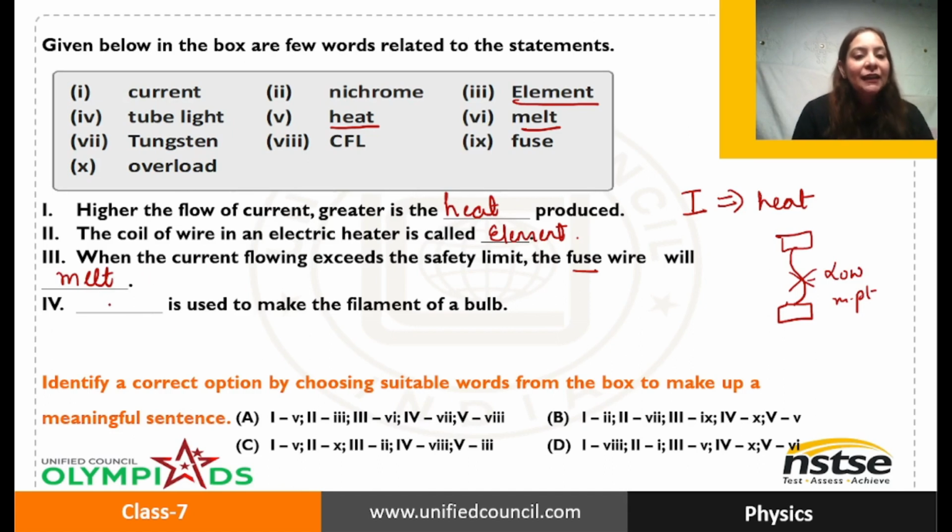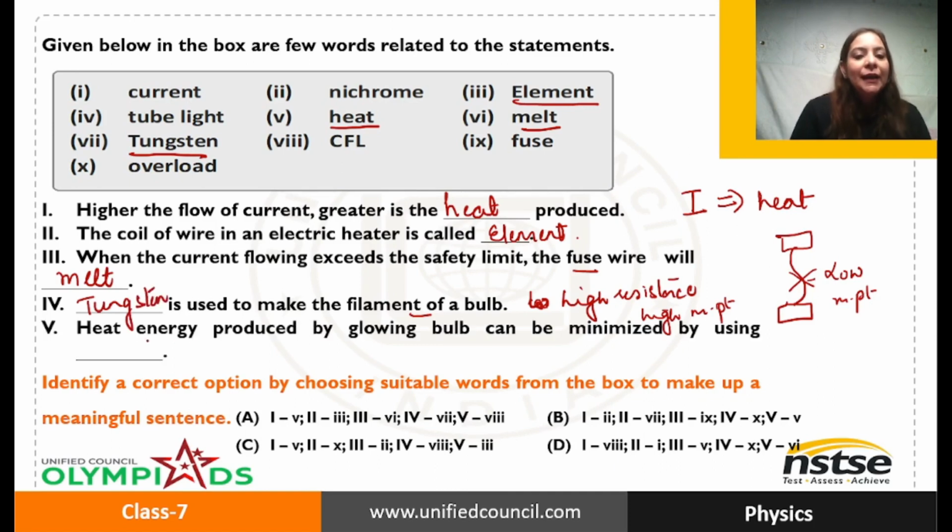Another statement: dash is used to make the filament of the bulb. You know that the bulb filament has special properties. It has high resistance, so that it can convert more of the current into light and heat. It also has a high melting point, so that it doesn't melt. So the material used to make the filament of the bulb is tungsten. It is made up of tungsten.